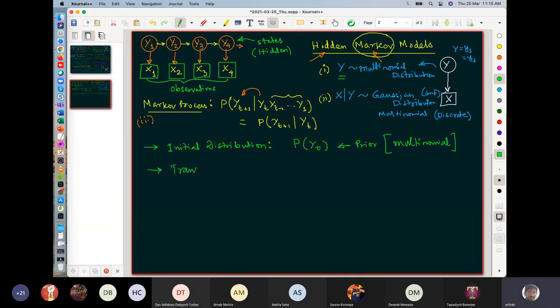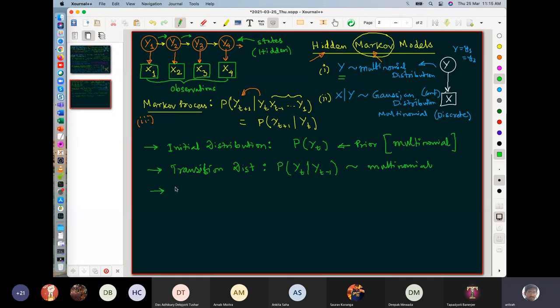There is something called transitions, from one state to another; I keep on transiting. That is the transition distribution, which is the probability of yt given yt minus 1. So for every t, y2 given y1, y3 given y2, this distribution is given. Since it's a discrete movement of state, again we assume a multinomial distribution.